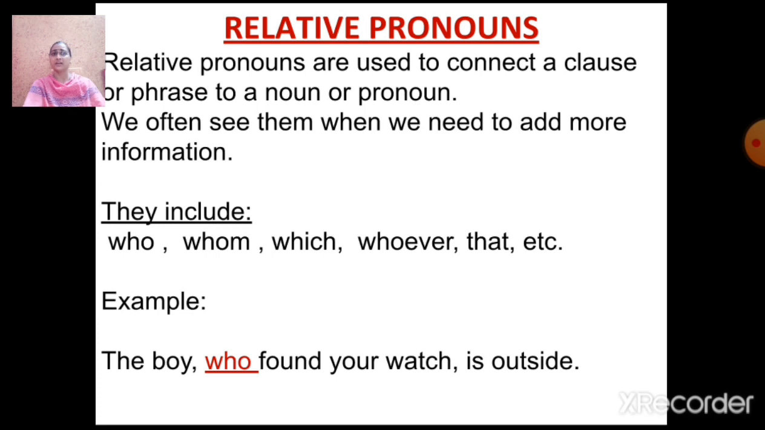Now let's see what is relative pronoun. Relative pronouns are used to connect a clause or phrases to a noun or pronoun. We often see them when we need to add more information. Some relative pronouns are who, whom, which, whoever, that, and so on. Like for example, the boy who found your watch is outside. Now here, who is relative pronoun, as they show the relationship between the noun and the words following in the same sentence.